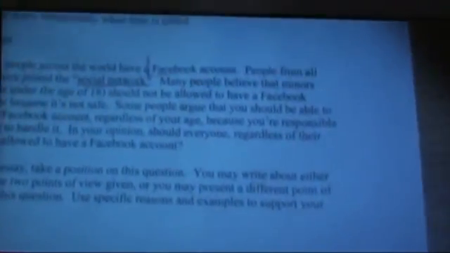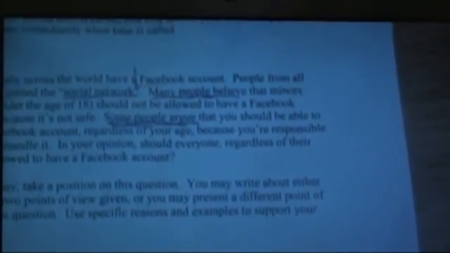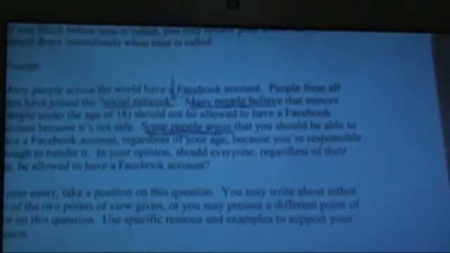And then what they always do, if you see in the prompt, they give you both sides, okay? And they're going to show you both sides. Many people believe, and then some people argue that. So you see that they're actually giving you the two sides for you to choose from.